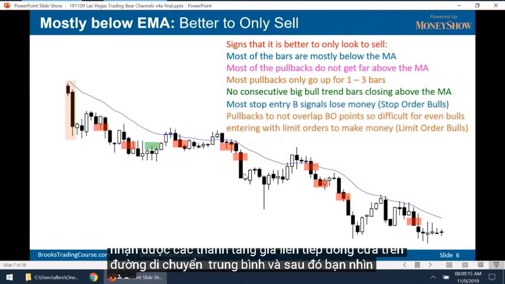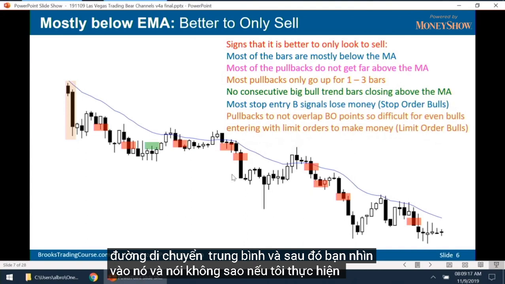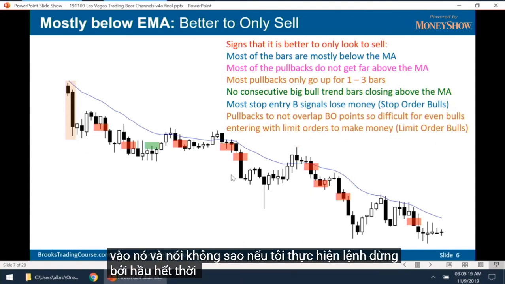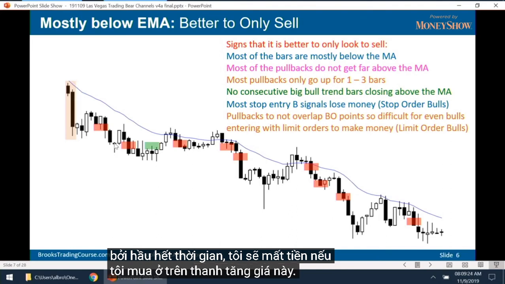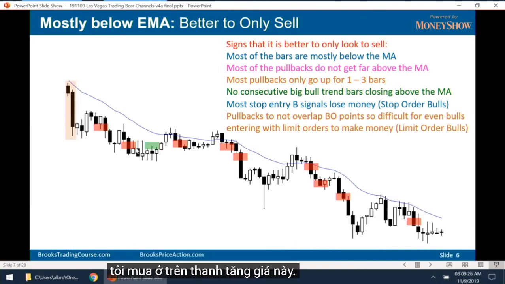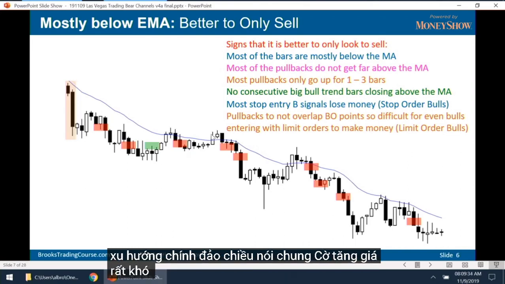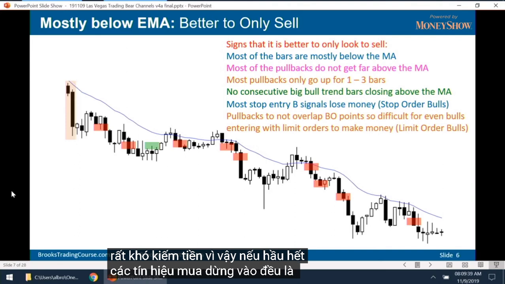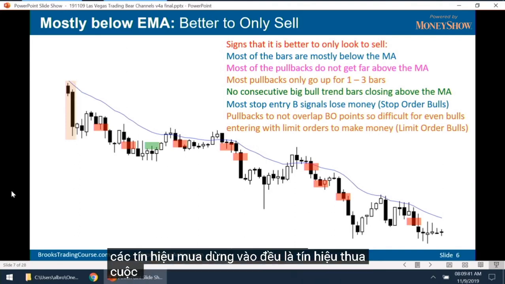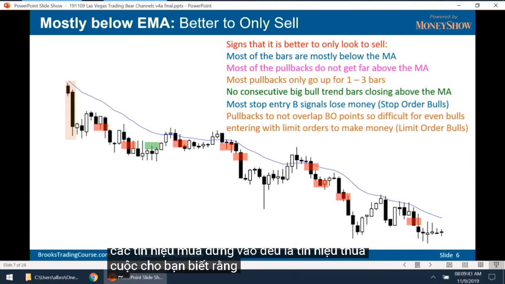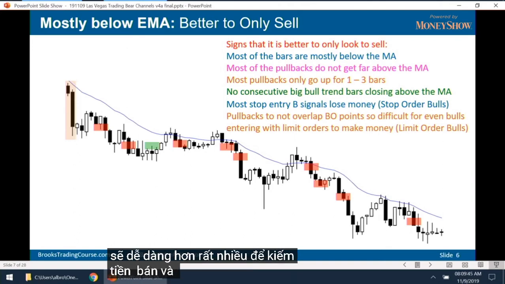And then you look at it and you say, okay, if I take a stop entry buy, most of the time I'm losing money. If I buy above this bull bar, I lose money. I buy above this, it's hard to make money. If I buy here, possible bull flag, possible bull trend, possible higher low, major trend reversal over bull flag, very hard to make money. So if most of the stop entry buy signals are losers, that tells you that it's going to be a lot easier to make money looking to sell.